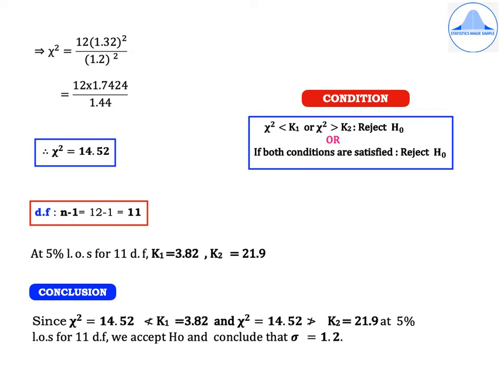Let us compare now chi-square with K1 and chi-square with K2. So the conclusion is, since chi-square is 14.52, is not less than K1 equal to 3.82, and chi-square equal to 14.52 is not greater than 21.9, that is the K2 value. At 5% level of significance for 11 degrees of freedom, we accept H0 and conclude that sigma is 1.2.